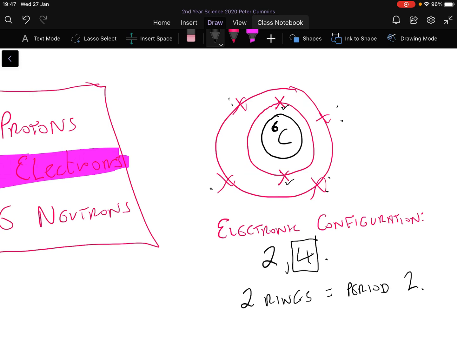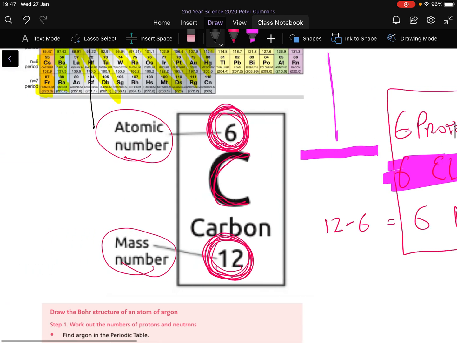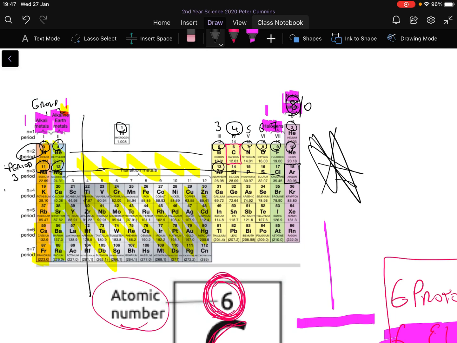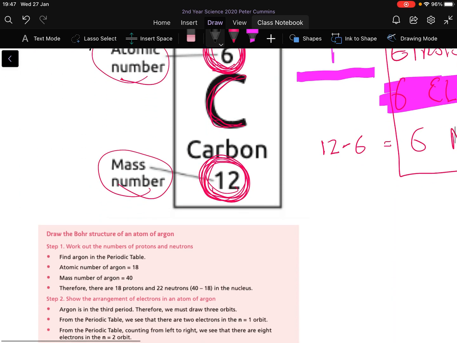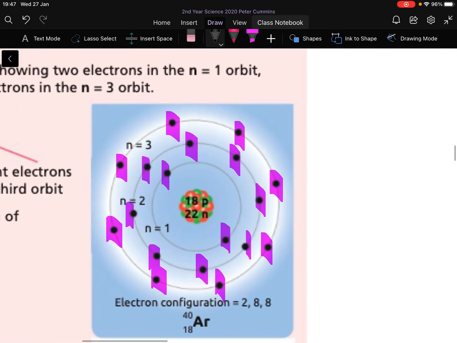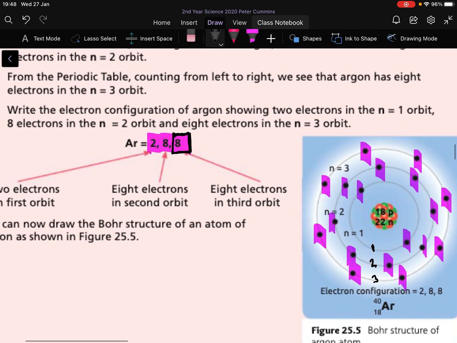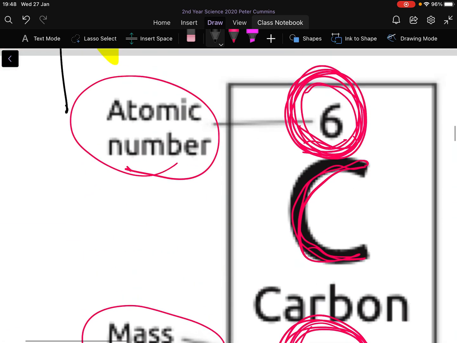So 2 rings is period 2. We haven't even checked argon yet, but if that works for all the elements, then because argon is in period 3, argon would have 3 rings. Has it got 3 rings? It does. Ring 1, ring 2, ring 3. So there's the connection, maybe something you didn't do last year. How many electrons it has in its outer shell tells you what group it's in. How many rings it has tells you what period it's in.